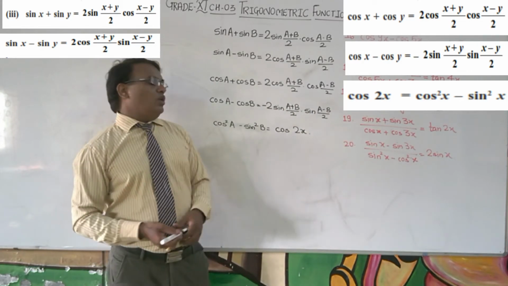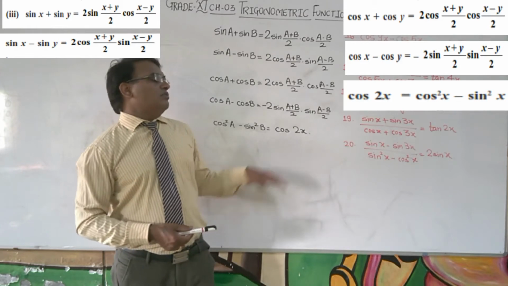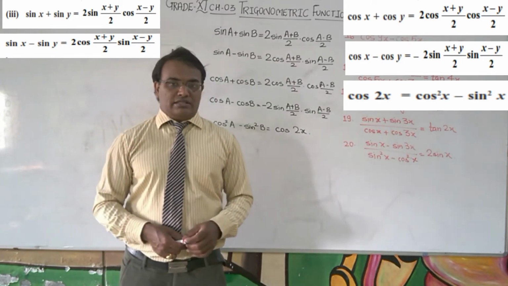And the last one is what? Cos square A minus sin square B is equal to what? Cos 2x.